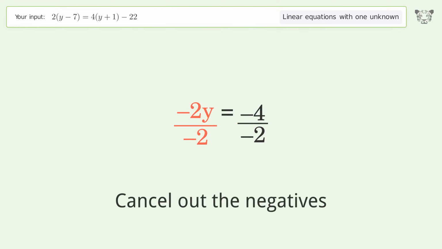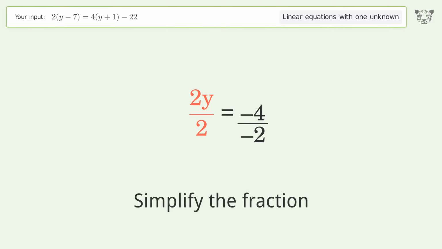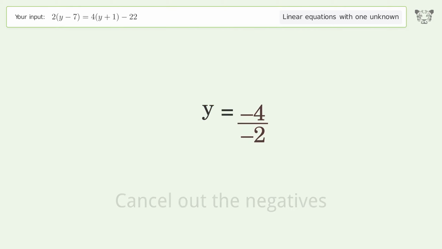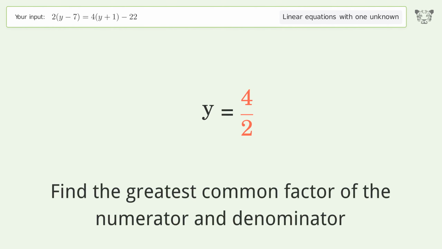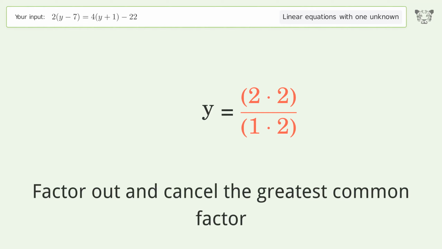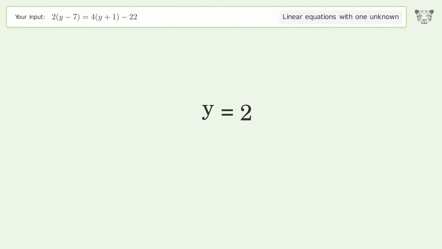Cancel out the negatives. Simplify the fraction. Cancel out the negatives. Find the greatest common factor of the numerator and denominator. Factor out and cancel the greatest common factor. And so the final result is y=2.